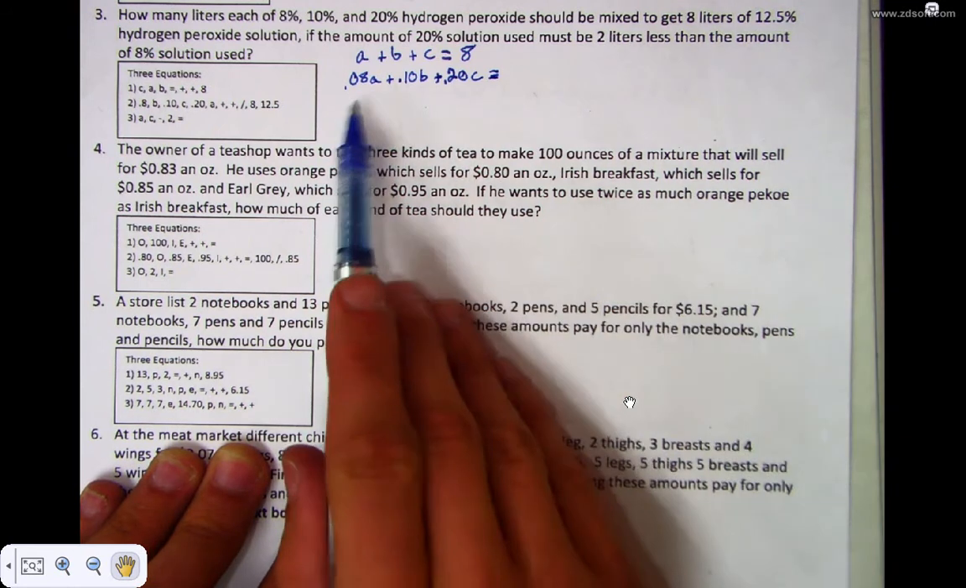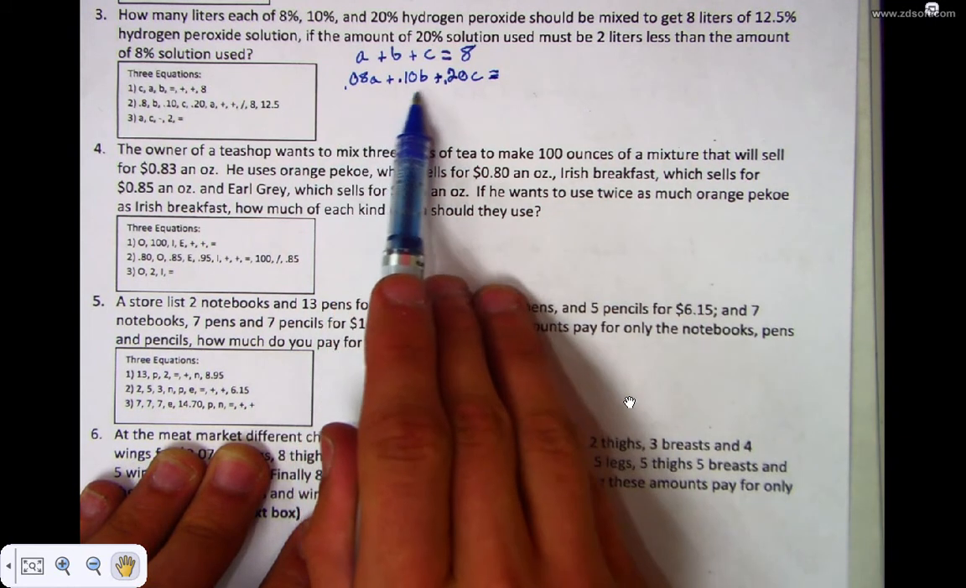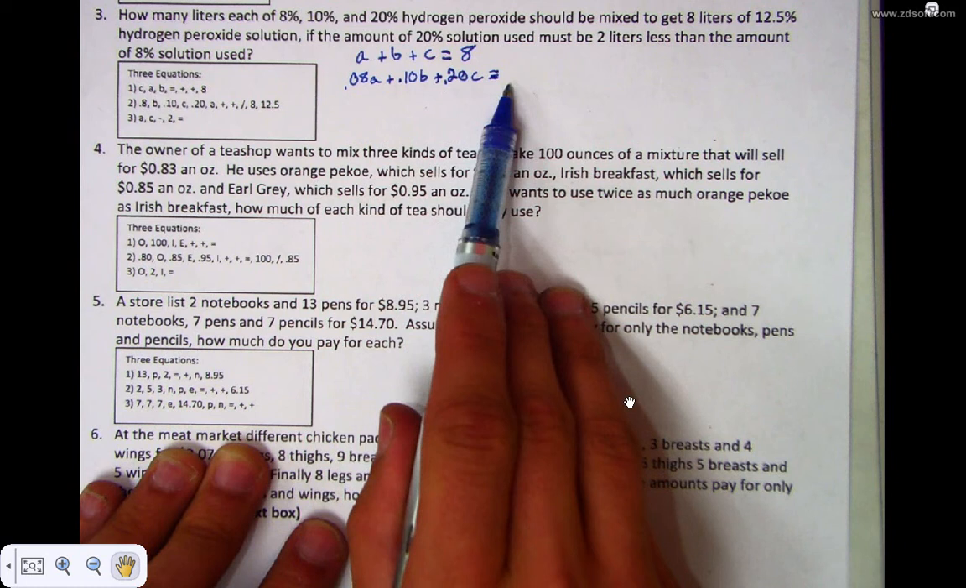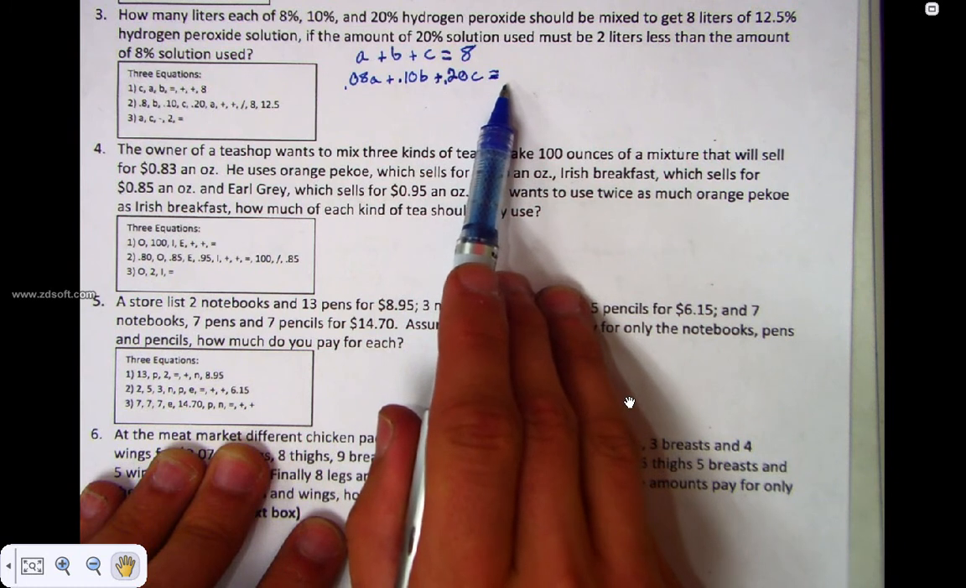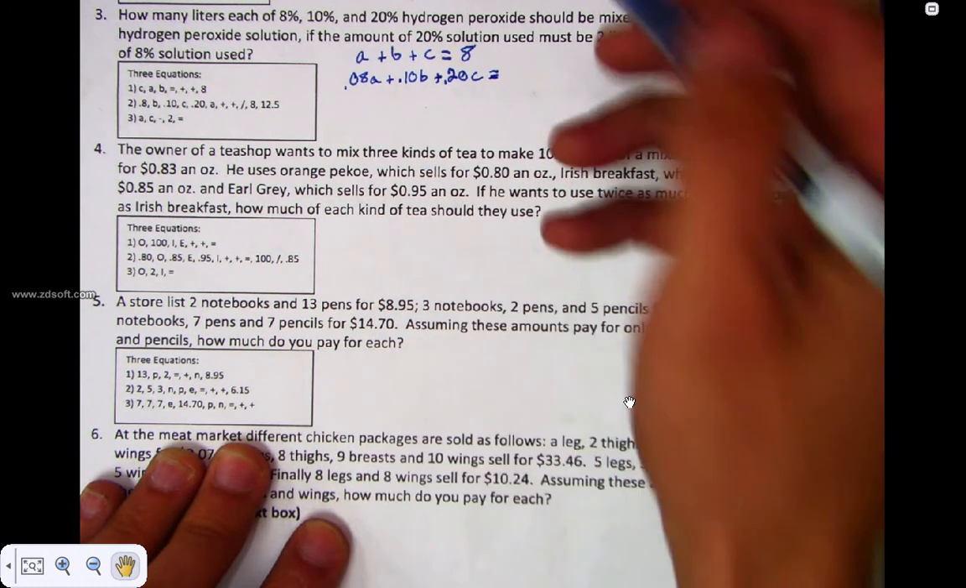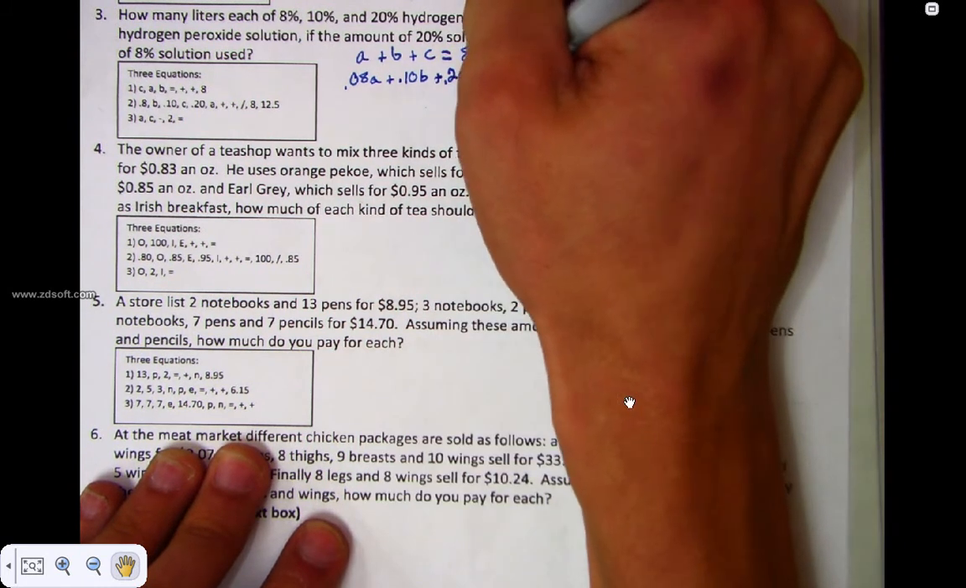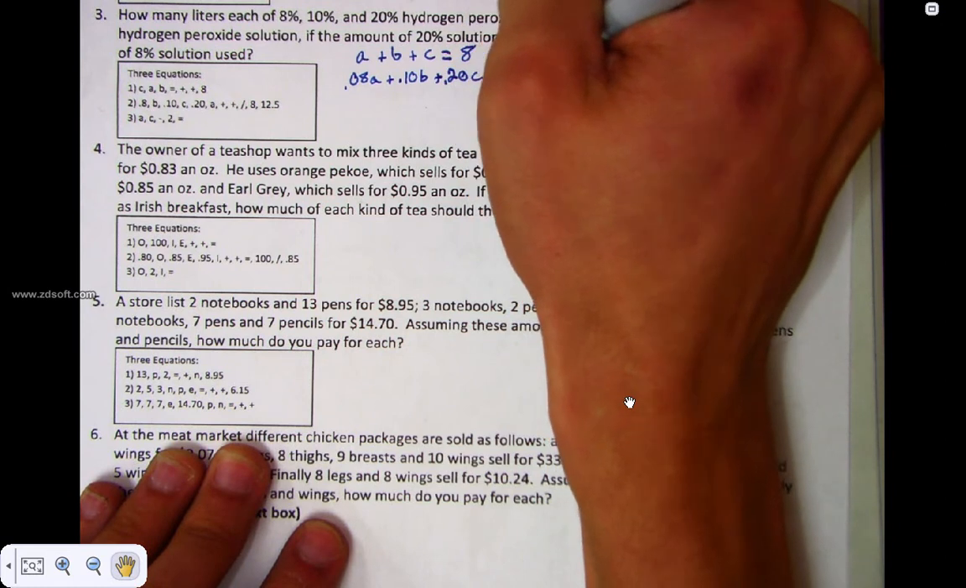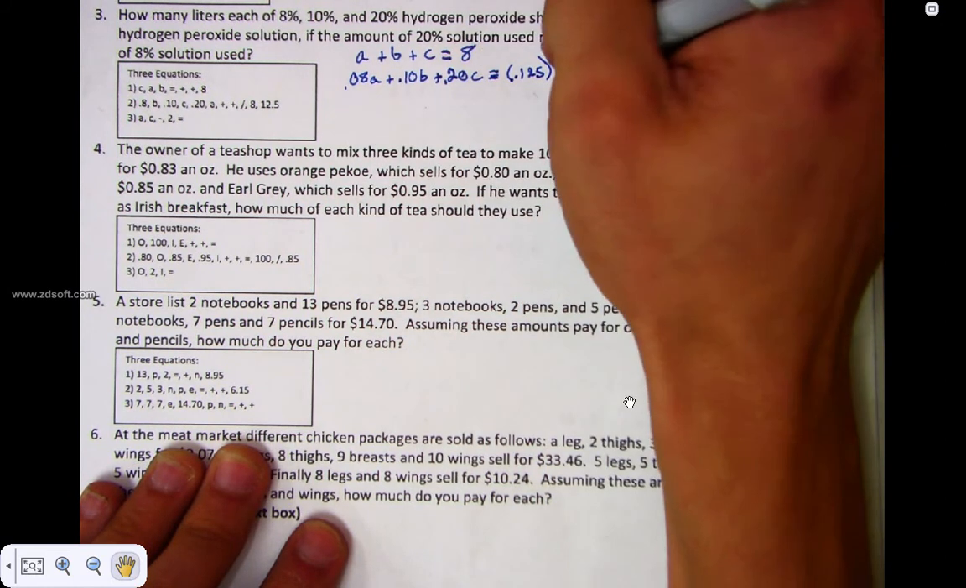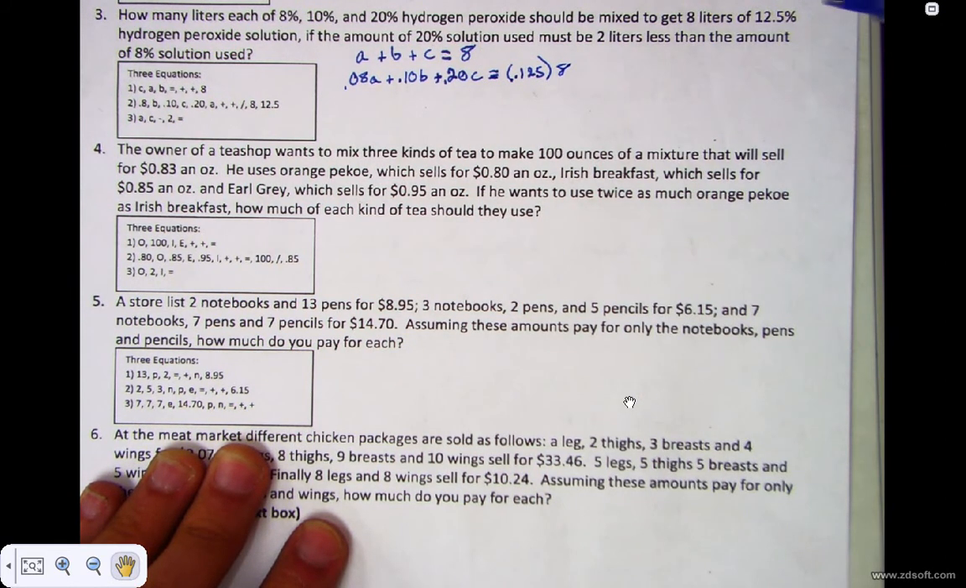So watch this. We have percent times amount. We have percent times amount. We have percent times amount. Equals, well, what do you think? Probably percent times amount. So here's 12.5, 0.125 times amount, which is 8. That's where that's coming from, okay? And then our last little bit.